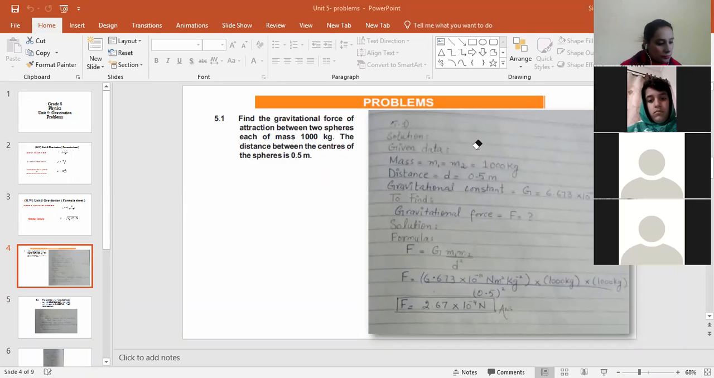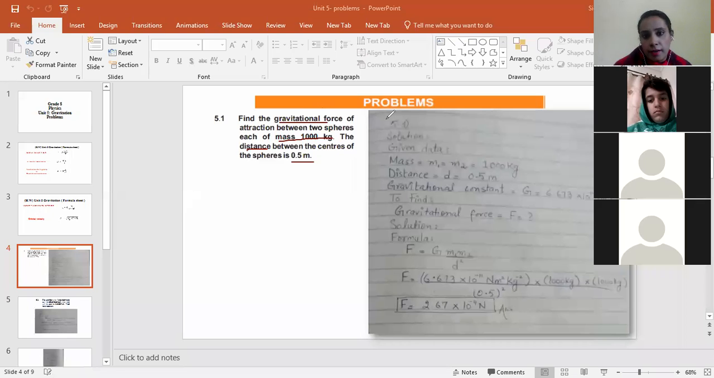So class, the first problem given on page number 115 is: find the gravitational force of attraction between two spheres of each mass 1000 kg. The distance between the centers of the spheres is 0.5 meter. So class, this problem is very easy, and you have to use the law of gravitation.